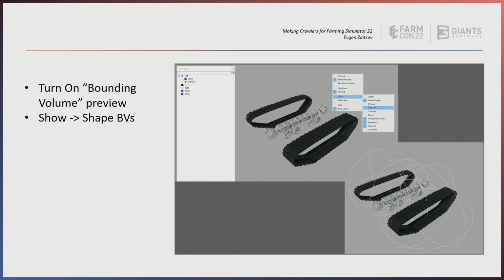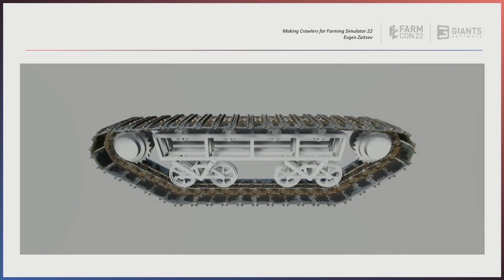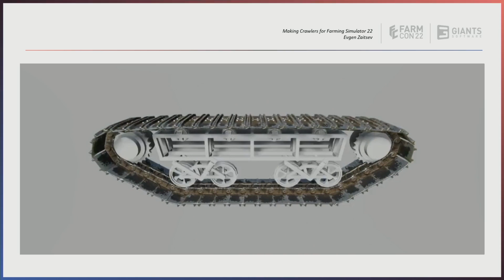To test it in the editor, you can simply unparent these two, load 0 and load 1, move them apart, and press the right mouse button, show BBS. If it's around your mesh, and you see some kind of round shape, it means the bounding box is set correctly. So at the end, if you did everything correctly, it should work like this.